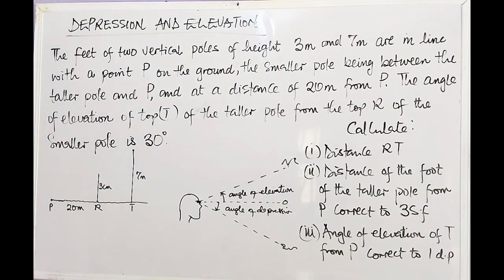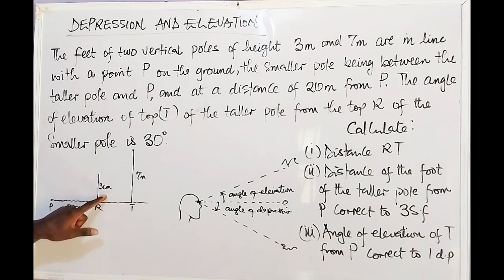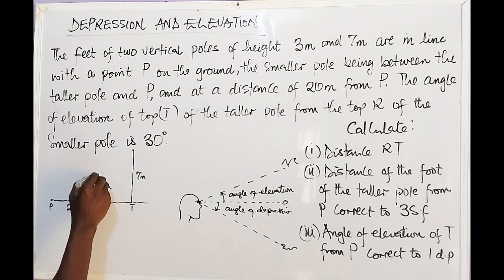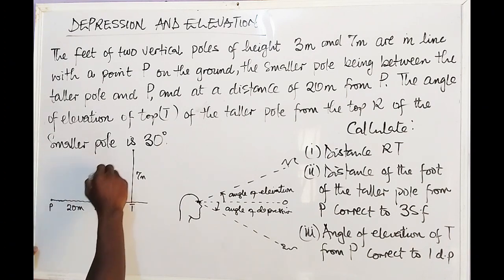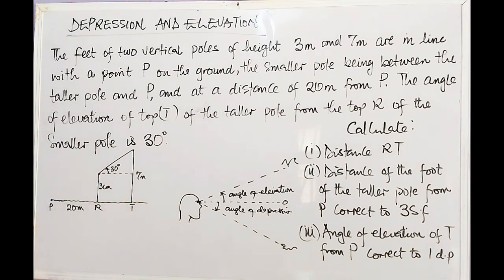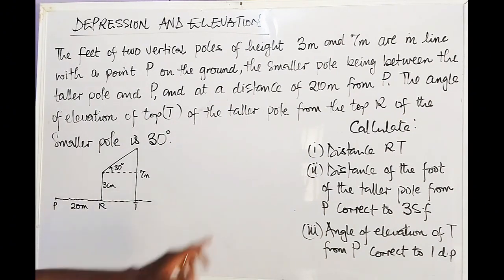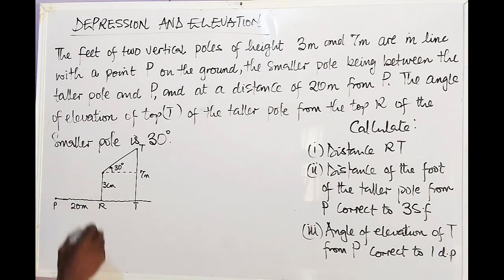Taking cognizance of this, we can now show here that the angle of elevation, from here up here, is 30 degrees according to the question. So what do we do here now? We are told to calculate. This is T on top here, and let's make this one R. With this, I guess we are good to go.